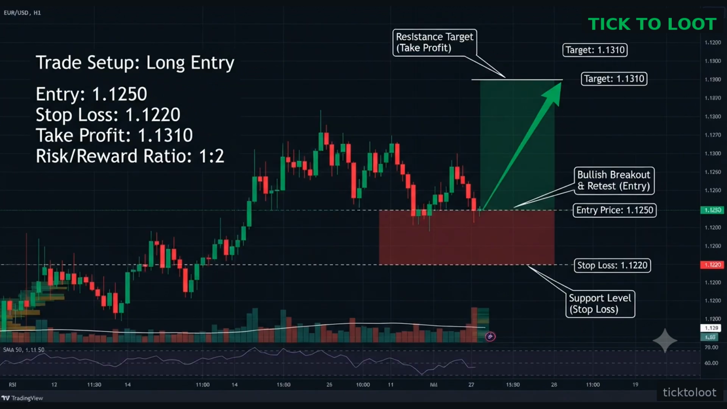Now, let's talk about entry checklists. An entry checklist is a set of rules that you follow before entering a trade. This helps you ensure that you're making informed decisions and avoiding impulsive trades. For example, your entry checklist might include things like trend direction, support and resistance levels, risk-reward ratio, and stop-loss level. By following your entry checklist, you can reduce your risk of loss and increase your chances of success.